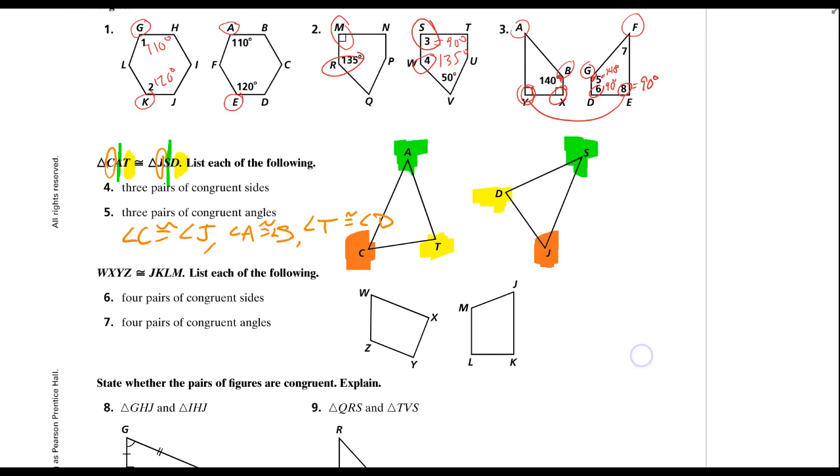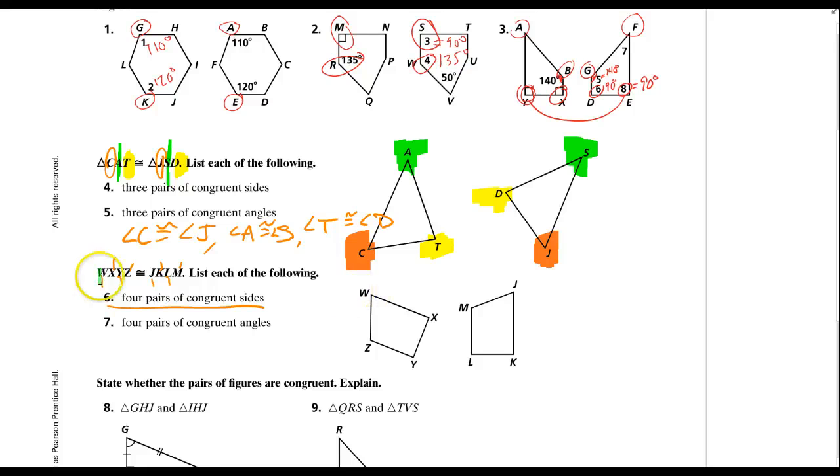Number 6, 4 pairs of congruent sides. This is just the same kind of thing. We have to pay attention to the order that the letters go in up here, and that will be our clue as to how we can match these up. Sometimes the diagrams aren't so obvious, so you really have to pay attention to the letter order to know which thing goes with which side.